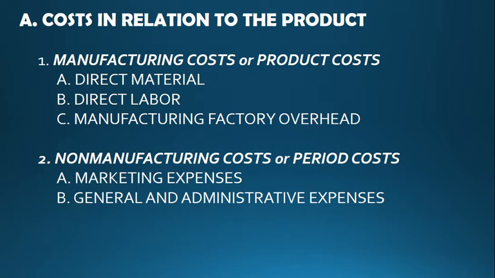So, let us now discuss non-manufacturing costs or the period cost or the operating costs. It consists of marketing expenses and the general and administrative expenses. From what I have discussed to you last discussion, period costs are costs that are expensed outright once incurred. So, sila yung mga kinakailangan na i-expense kaagad sa income statement. So, we now go to the next slide.